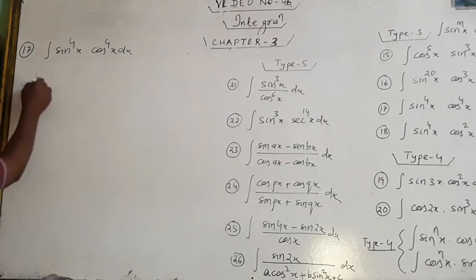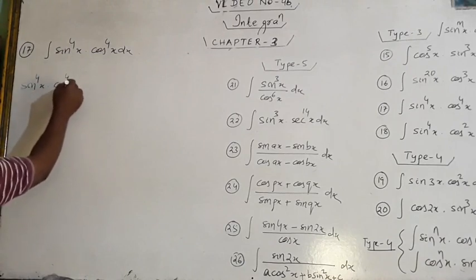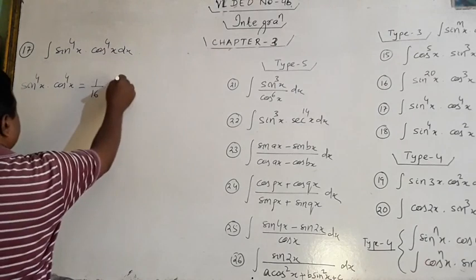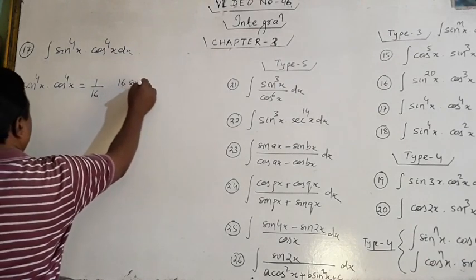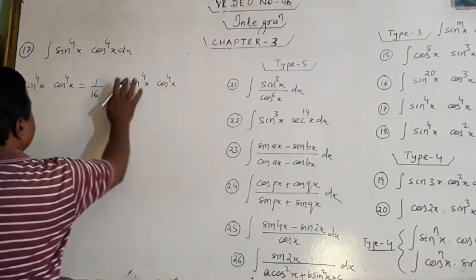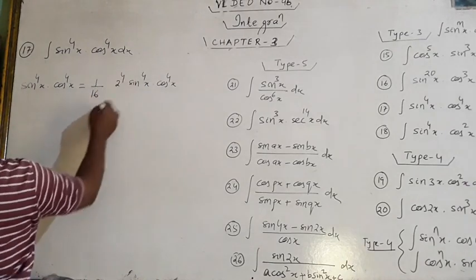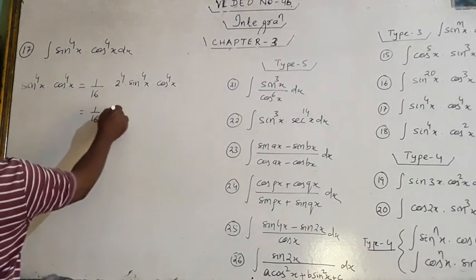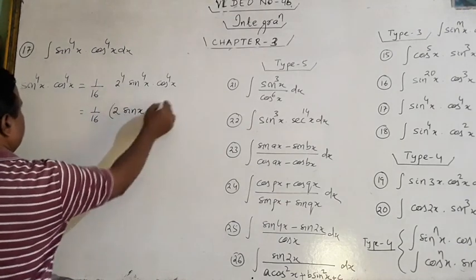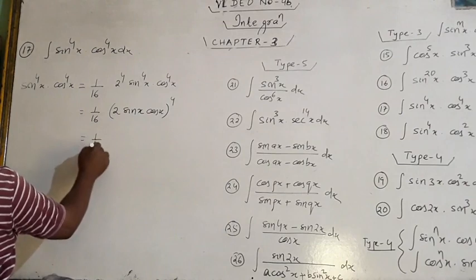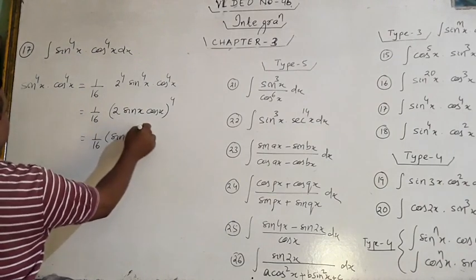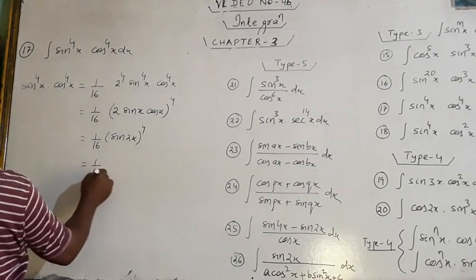It is sin fourth into cos fourth. So multiply 16 here, divide 16. Why do you divide 16? 16 sin fourth into cos fourth, and this we write as 2 to the power 4. It is 1 by 16, 2 sin x into cos x to the power 4. 2 sin x cos x is what? Sin 2x power 4. It is 1 by 16.